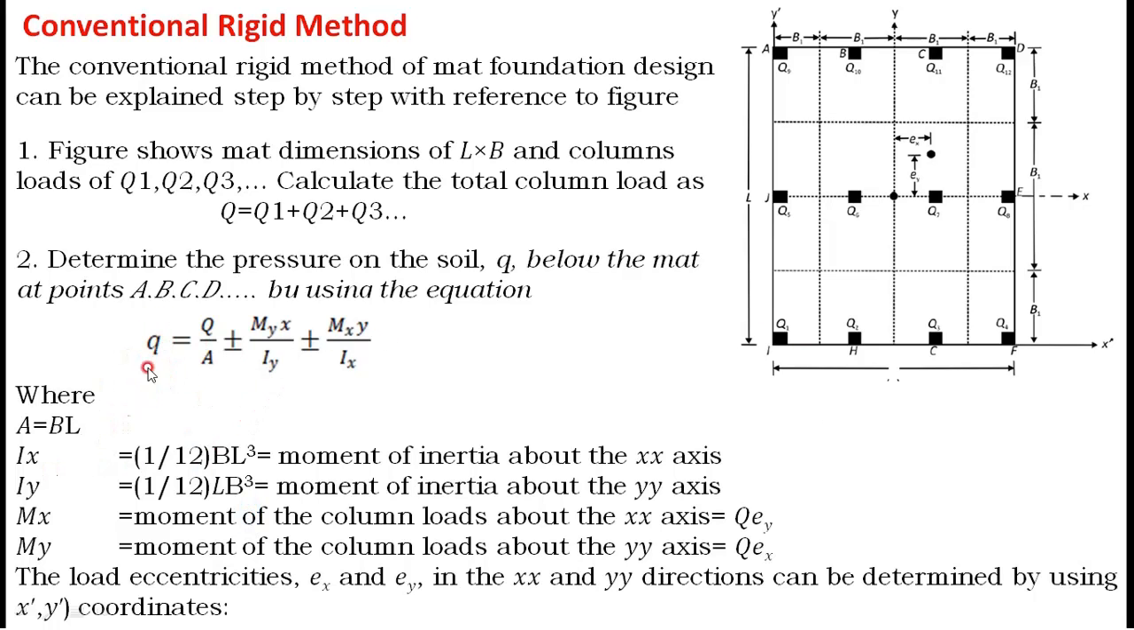Okay, now the meanings are listed here. A means area, that is B into L. Ix means moment of inertia about xx, that is BL cube by 12, and Iy is LB cube by 12. You get the moments of inertia about xx and yy. Mx is the moment of the column loads about xx, that is Q into ey. You already know the Q value here, and if you multiply it by ey you will get Mx, and Q into ex gives My. You substitute that here and you will get the upward soil pressure.